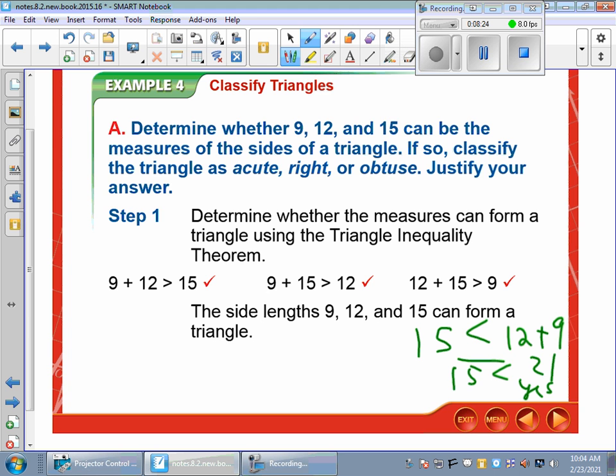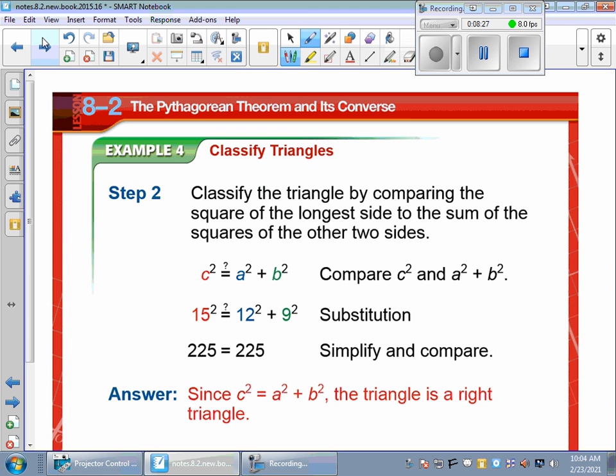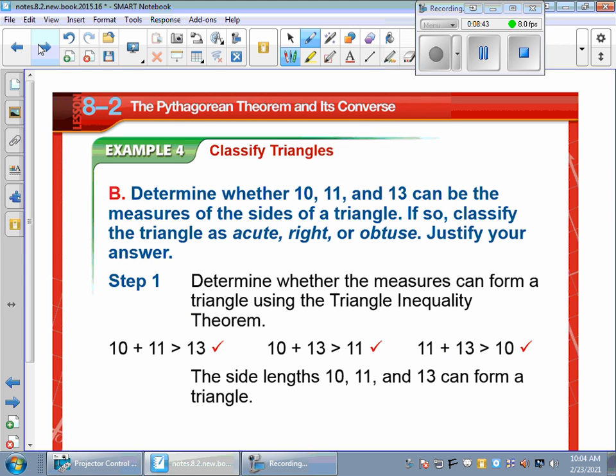Then now we go to the actual test. I think it's on the next slide here. So yeah, so you have 15, 12, and 9. So you put 15 here. You have 12 squared plus 9 squared, and you find out they are equal. Since those 2 are equal, we have ourselves a right triangle. So let's try the next one.